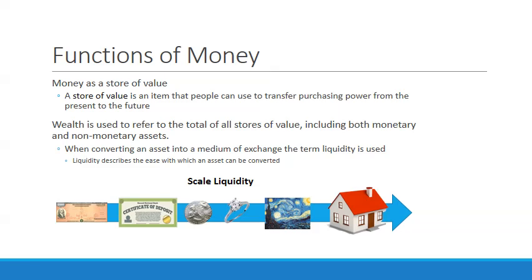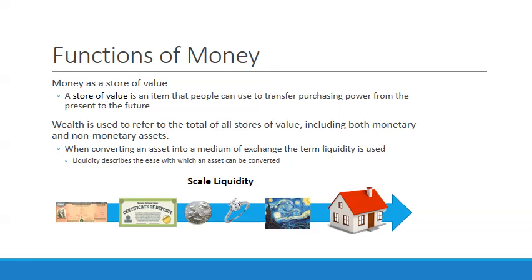And as you go up this list, it becomes more and more difficult. Because the first two are very, very easy because there's a set value with price. But rare coins can be negotiated. Jewelry, paintings, housing, all of those are negotiated scales of value. And the more negotiation it takes, the less liquid something becomes.